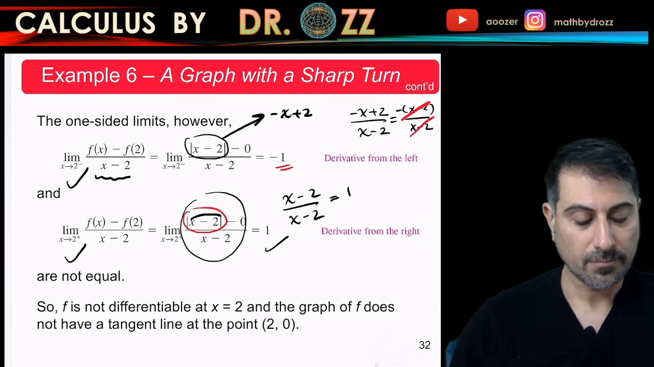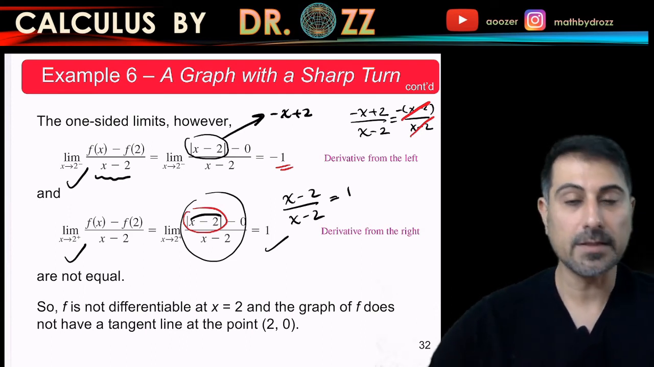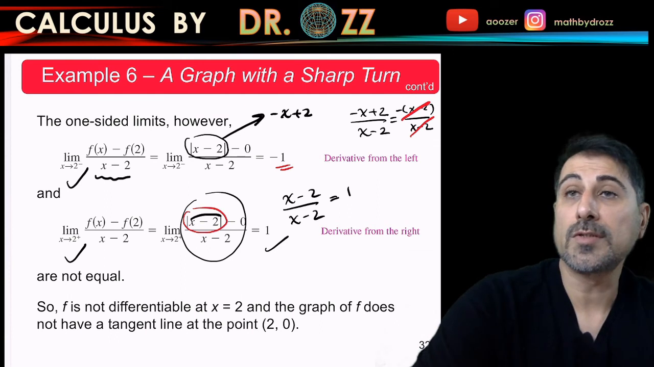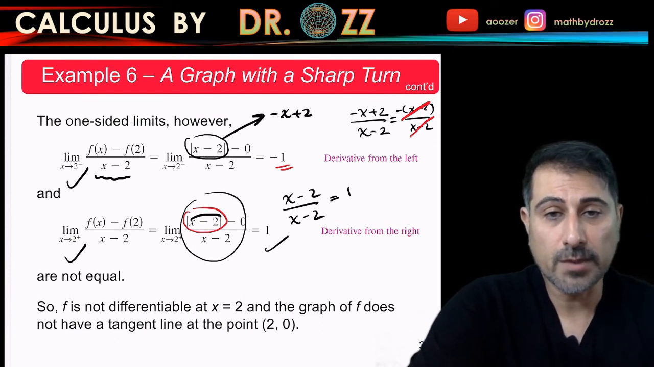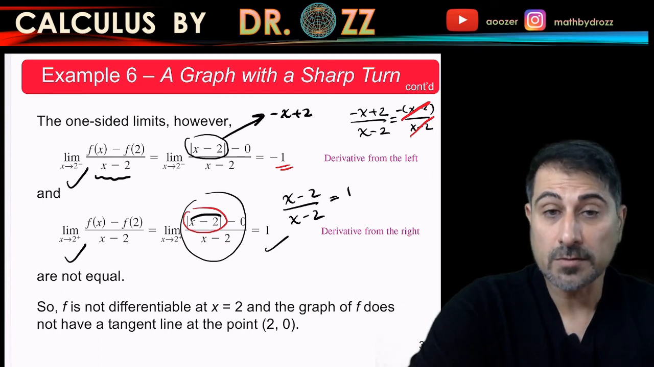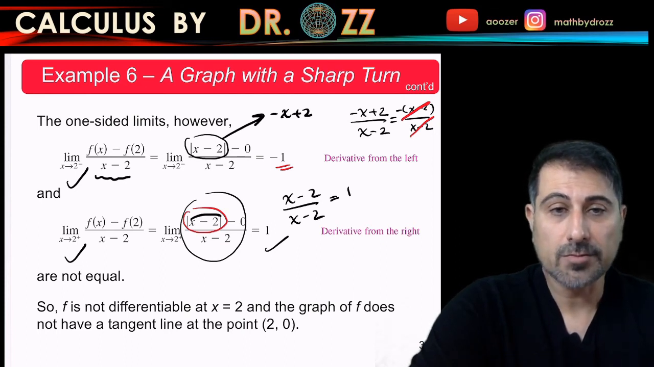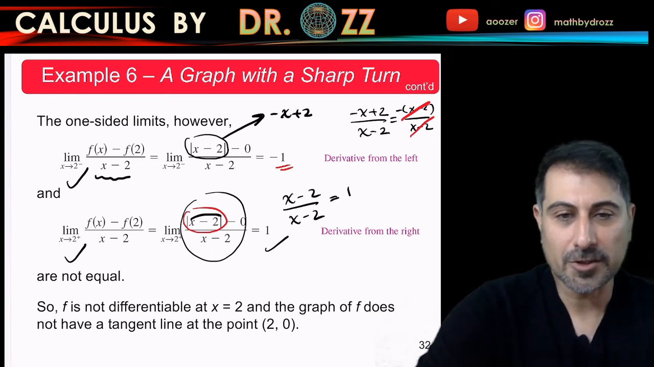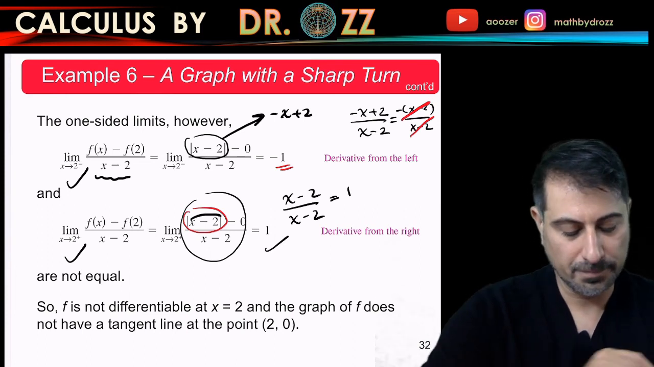All right. So this shows that the left limit, in other words the left derivative, is -1 at point 2, and the right limit is 1, which is the right derivative. So the right derivative is not equal to the left derivative, so that makes f not differentiable at x equals 2.